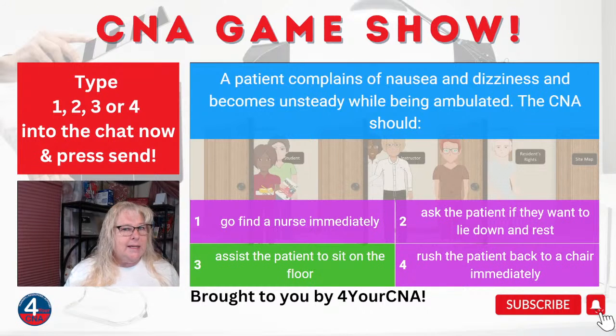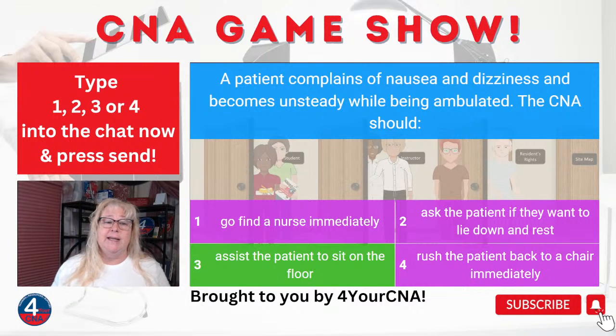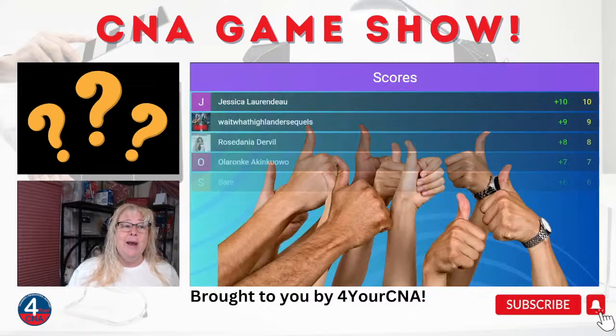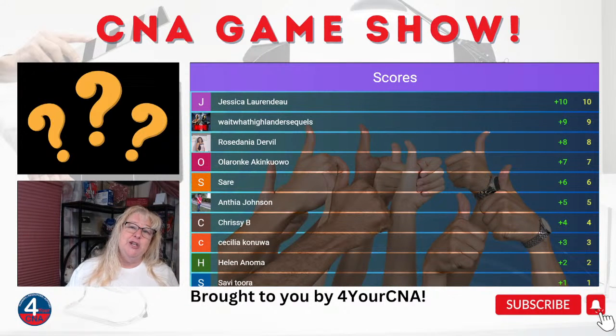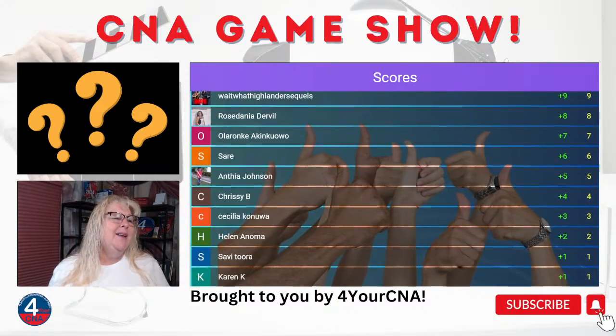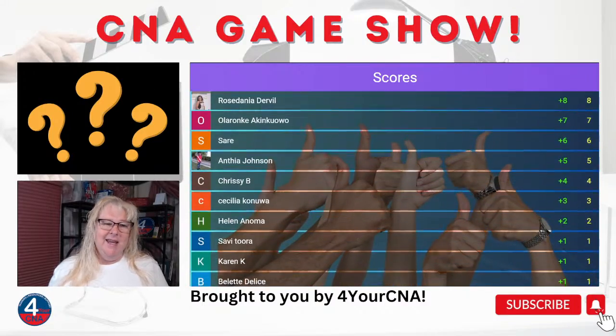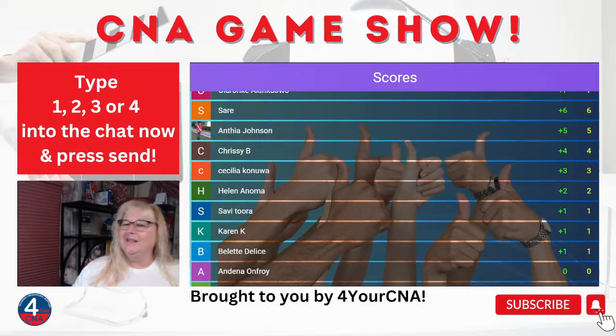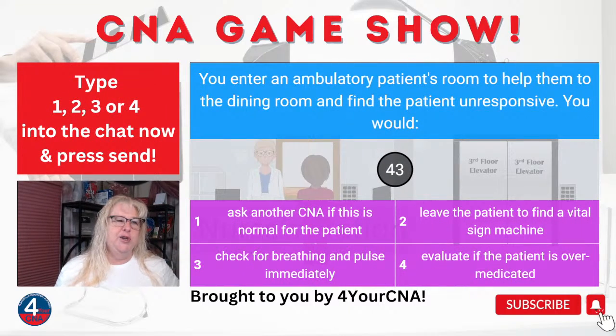Safety is always going to be a priority when it comes to emergency situations. And this would be considered an emergency because they are a fall risk. So the best way to handle this is to help the patient sit on the floor, because somebody that's sitting on the floor can't fall on the floor. So Jessica, Wait, and Rosdanya came in the top 3. All right, so we're going to go on to question 2.